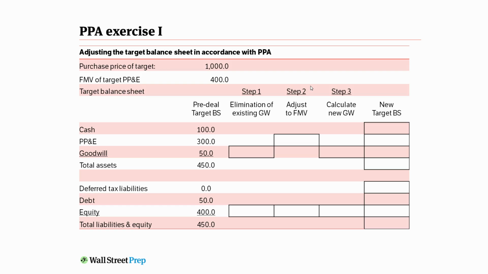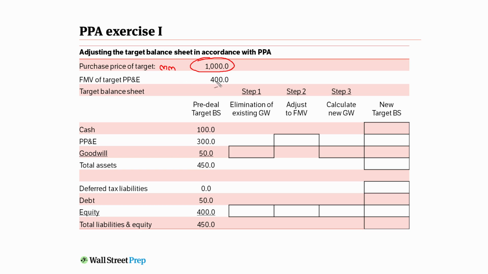Let's go through a simple exercise. It's going to make this a whole lot clearer, I think, for those that are seeing it for the first time. So here we've got a deal. The purchase price is $1 billion, and let's keep this in millions. So you've got a $1 billion purchase price. Let's say in millions, just so we can keep the language consistent.